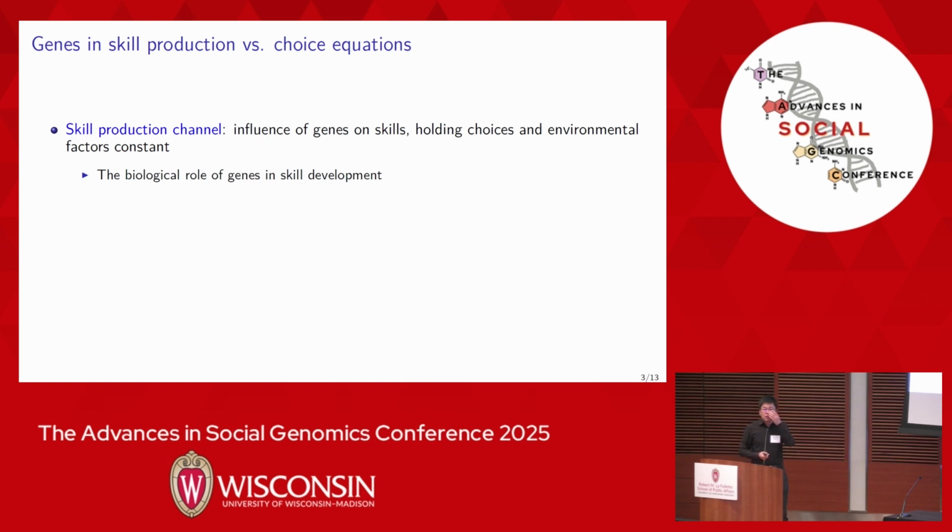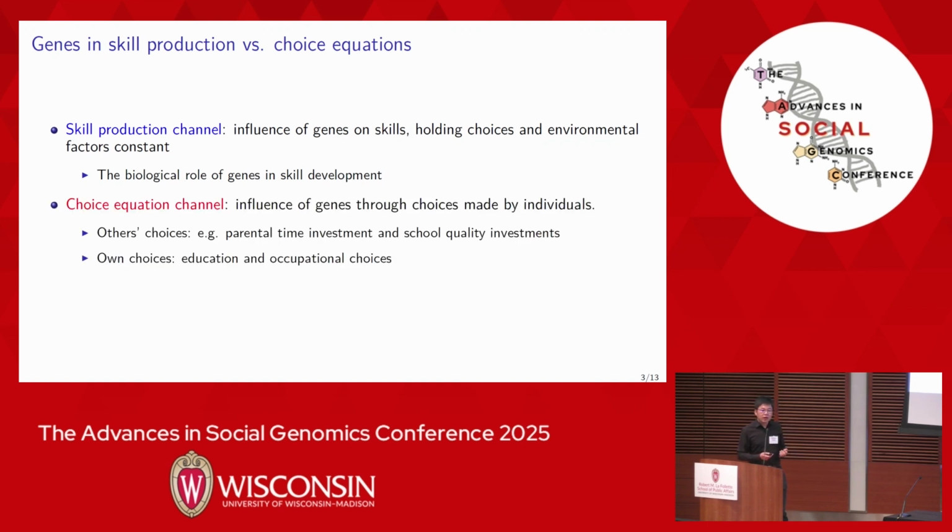This is just thinking about how genes will naturally play a role in your skill formation, through the maturation of brain development, right? So this is a more biological role that genes may play in skill formation, holding the choices or environment more constant. And then the other type of channel we feel is equally interesting or even more interesting. We call this the choice equation channel.